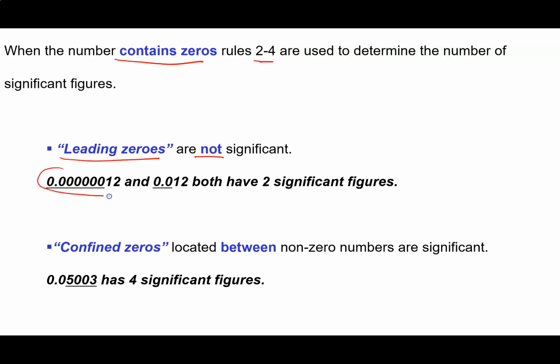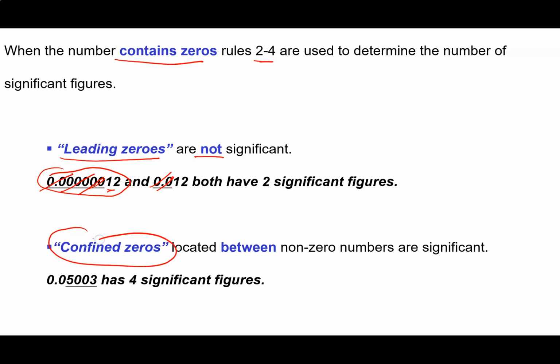So you can see this number here has a whole bunch of leading zeros. It looks like there's like 7 leading zeros, but none of them are significant. The only significant numbers in that measurement are the non-zero numbers. And similarly with this one, the leading zeros are not significant. Both of those measurements have 2 significant figures. They're of the same quality. They both contain 2 significant figures.